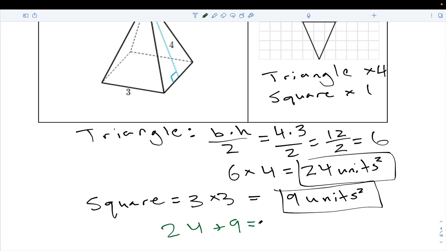123 units squared. That is incorrect. Check the board. I think you may have multiplied. Take a look and see if you can find your blunder. What's 24 plus 9? Jonah? I got 33. You got it. I'll keep that up there for 10 seconds, Rafe. Try to find your blunder and fix it. 33 is the answer.